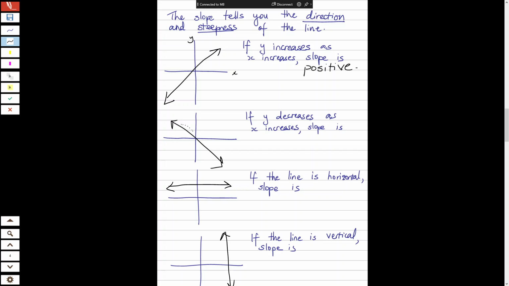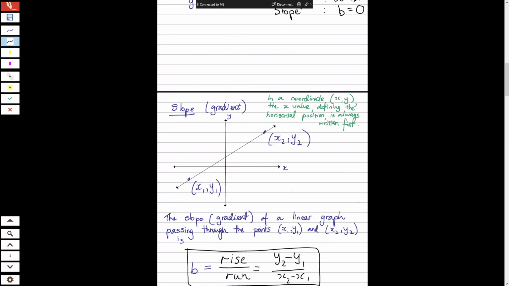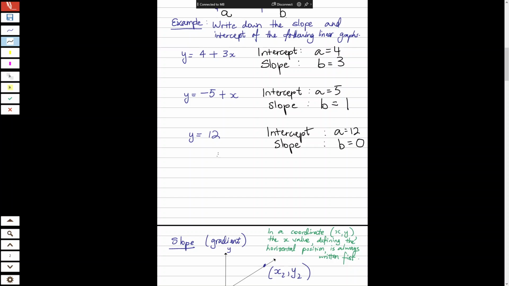Notice that this graph here is going the other way. So we're going to say that the slope is negative here. What about the third one? 0. Gradient is 0. Very good. Compare that with this equation here, y equals 12. That is a horizontal line, and it matches what we saw. The slope was 0.